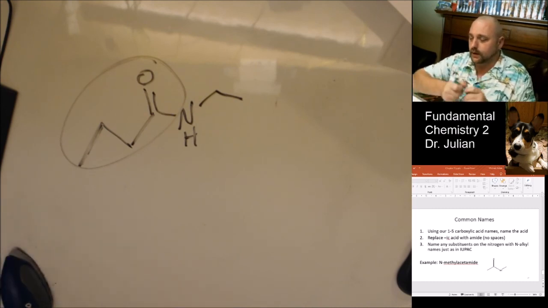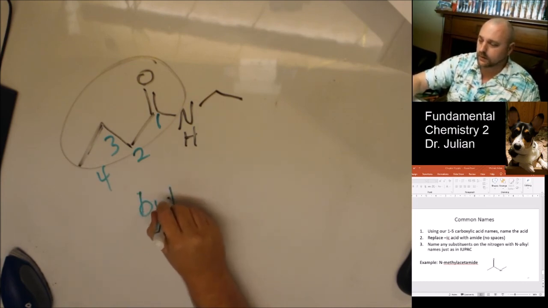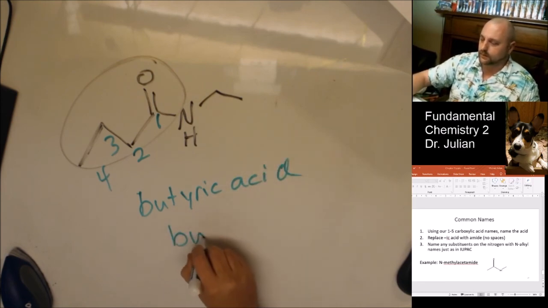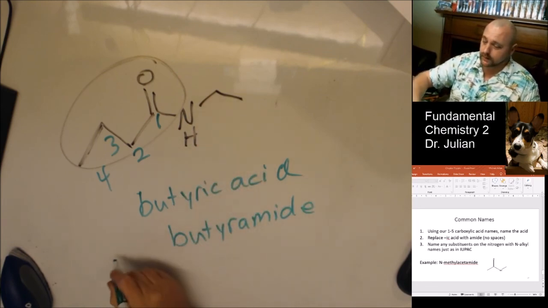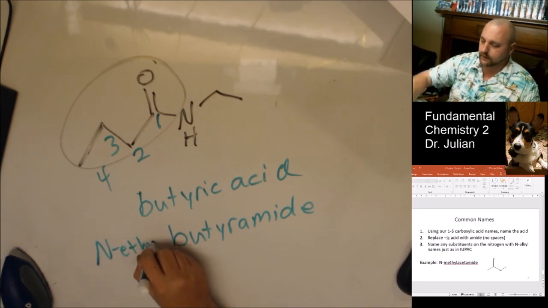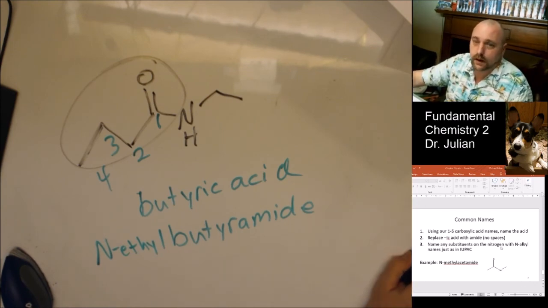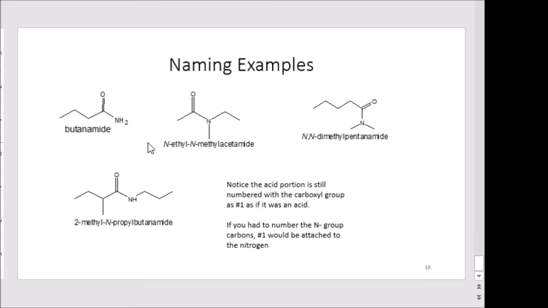So let's look at this one. 1, 2, 3, 4 carbons. So butyric acid becomes butyramide, with an ethyl group on the end. So this is N-ethyl butyramide. One word. All right. And so the common name system on this, it's really about just dropping the ic and then the word acid. All right. So we had some examples here. You keep up with it.